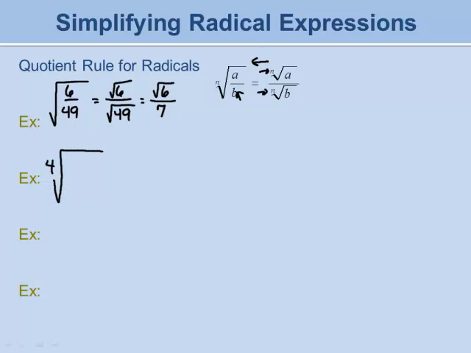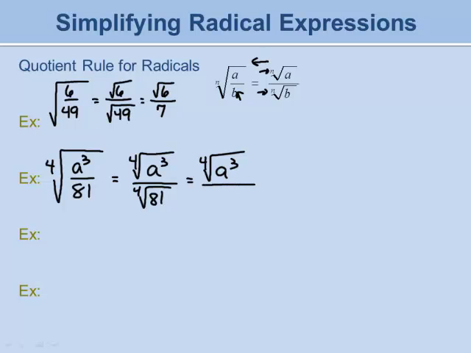Our next example has this. We've got the fourth root of a cubed divided by 81. A cubed divided by 81 cannot be simplified, so let's try splitting it out using the quotient rule. That's the same as the fourth root of a cubed divided by the fourth root of 81. Now again, with our numerator, there's not much we can do there. You can't take the fourth root of something cubed, and so that will just stay as the fourth root of a cubed. But 81 is a perfect fourth power. Okay? 3 times 3 times 3 times 3 is 81, and so the fourth root of 81 does simplify down to 3.